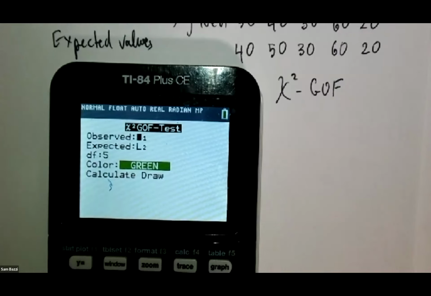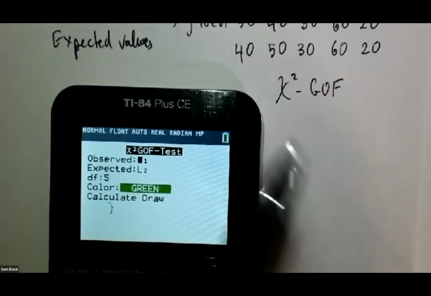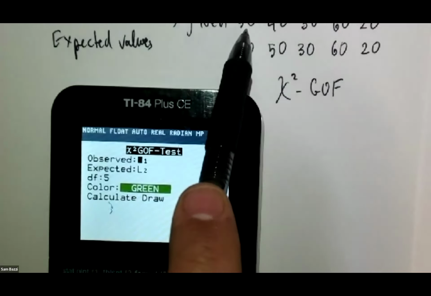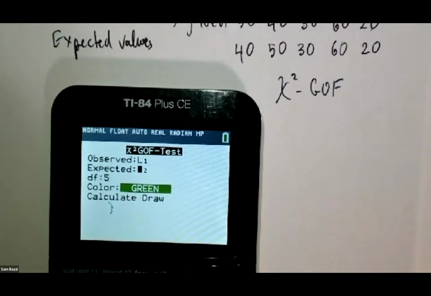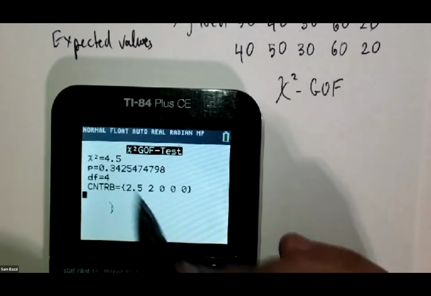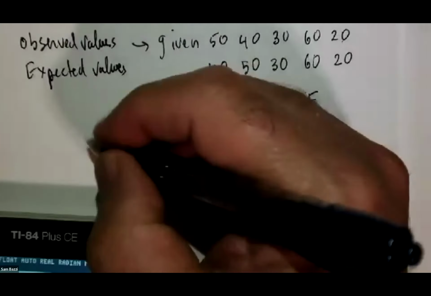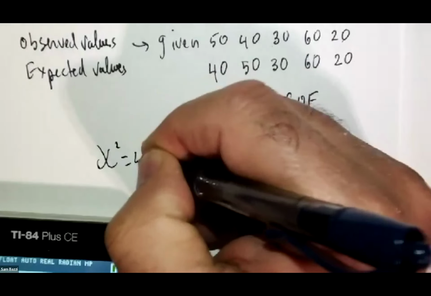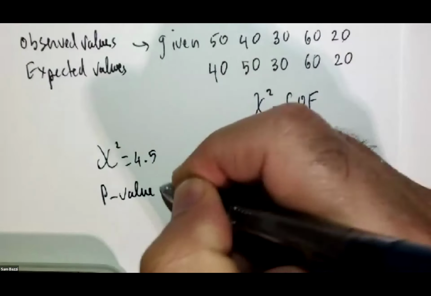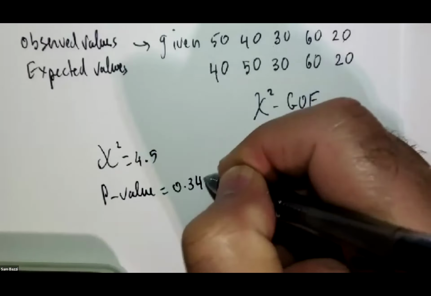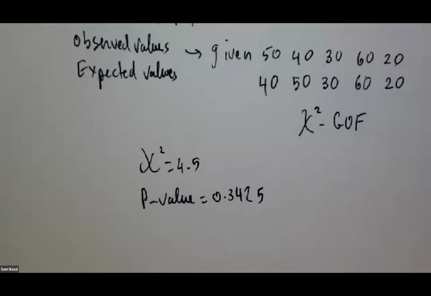Number of categories minus 1. How many categories do we have in this problem? 1, 2, 3, 4, 5. Minus 1 will be a 4. And here's the test statistic. It's a chi-square test. And look at the p-value, guys. 3.425. That's all I need.